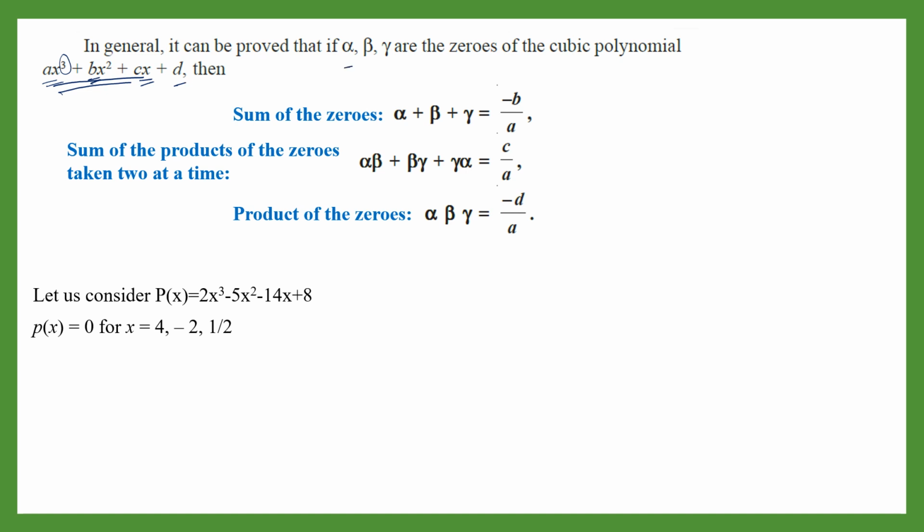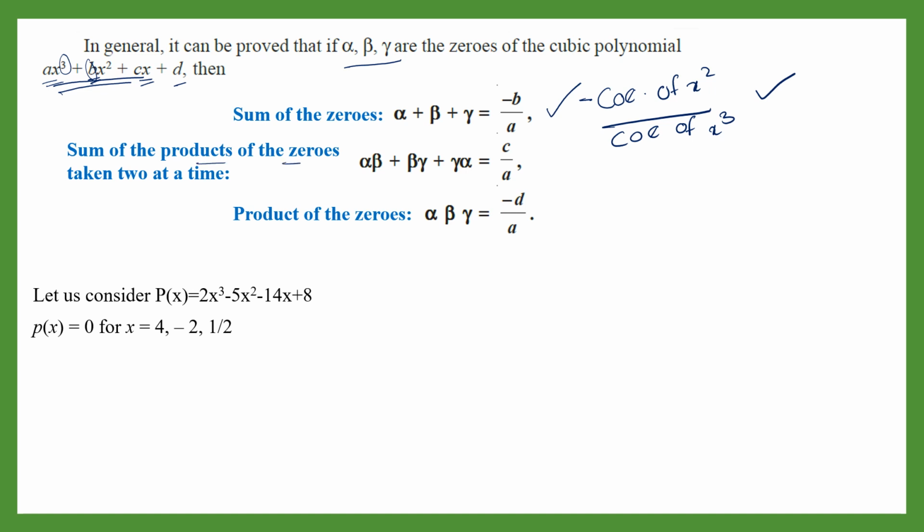So if alpha, beta, gamma are the zeros of the cubic polynomial, then the sum of the zeros is given by minus b by a. Minus b by a means minus the coefficient of x square by a, where a means the coefficient of x cube. This is the sum of zeros.